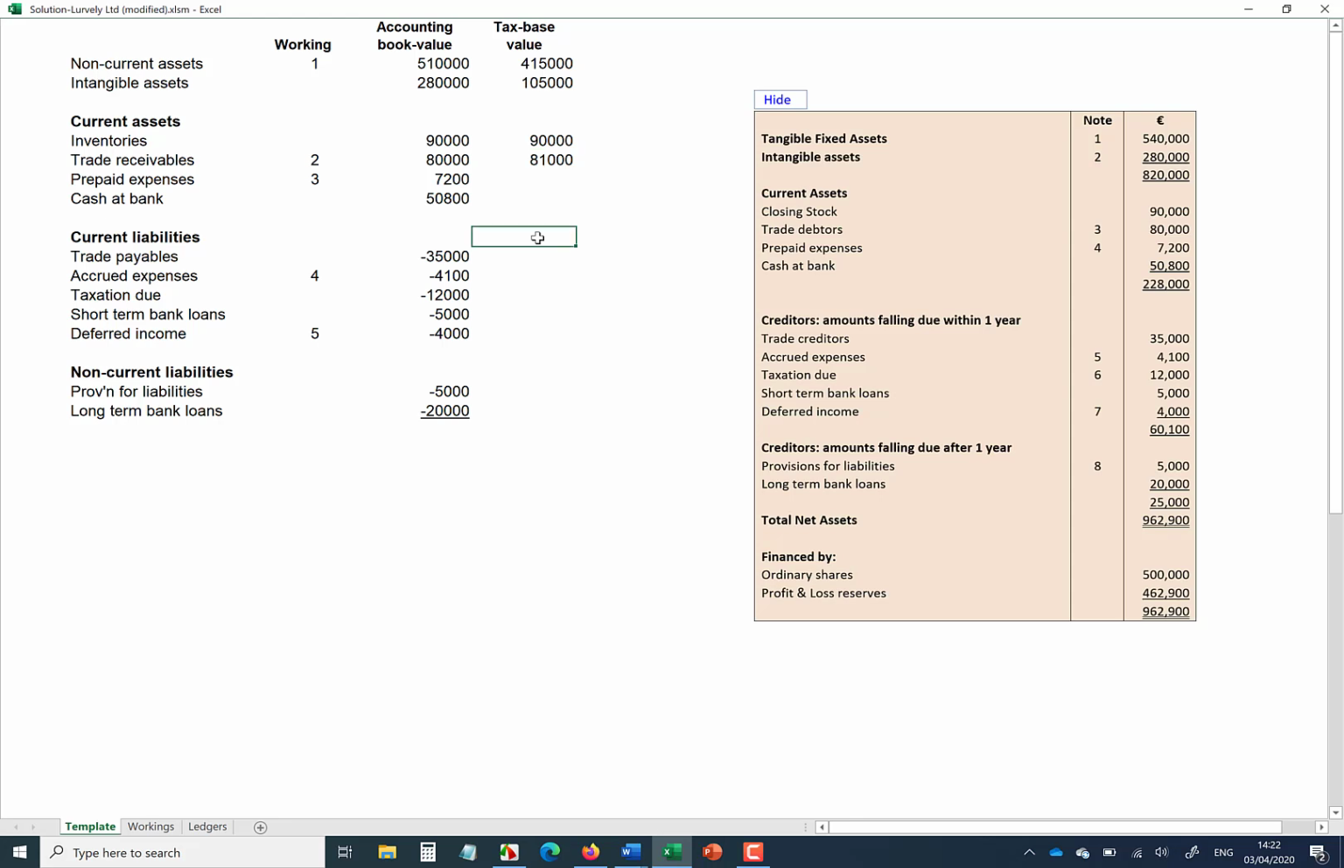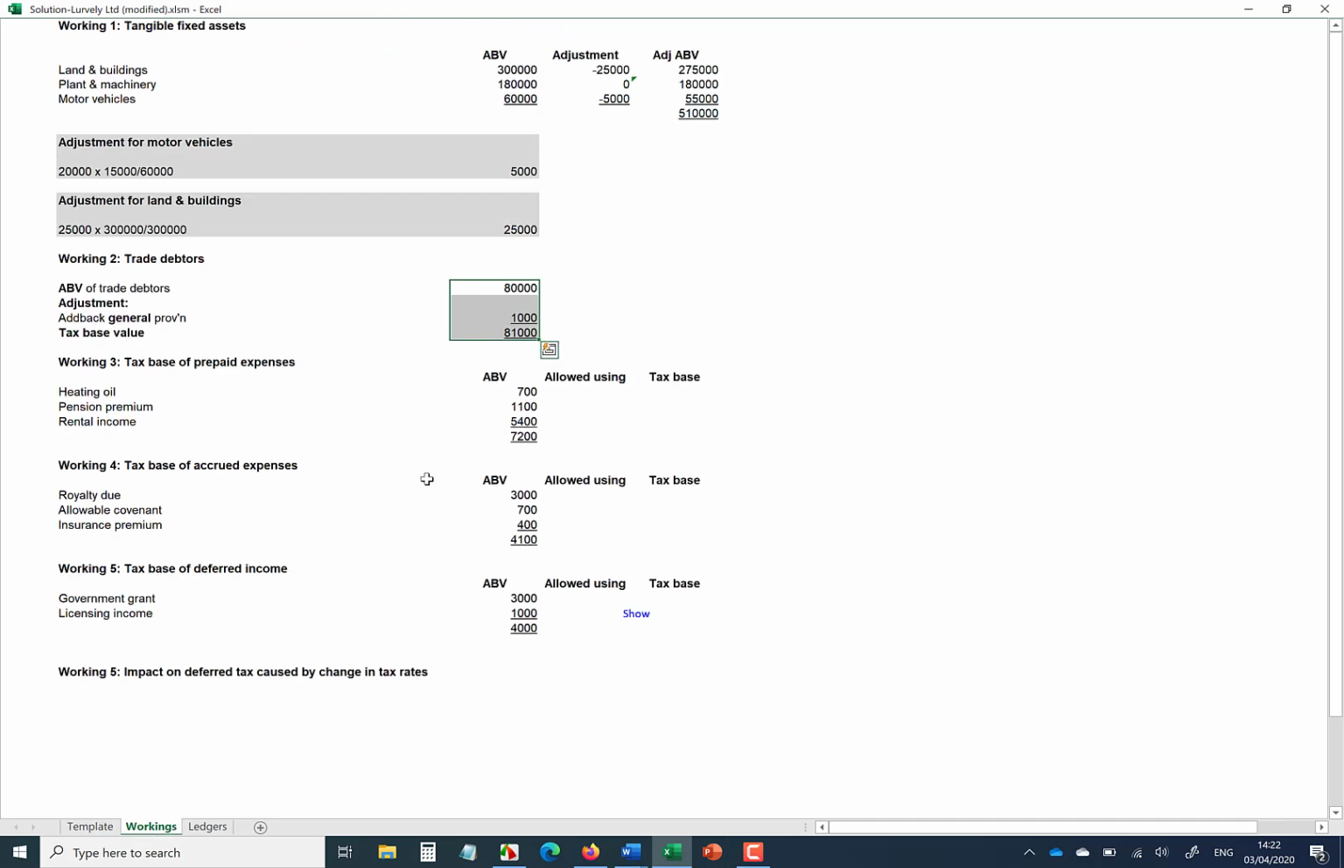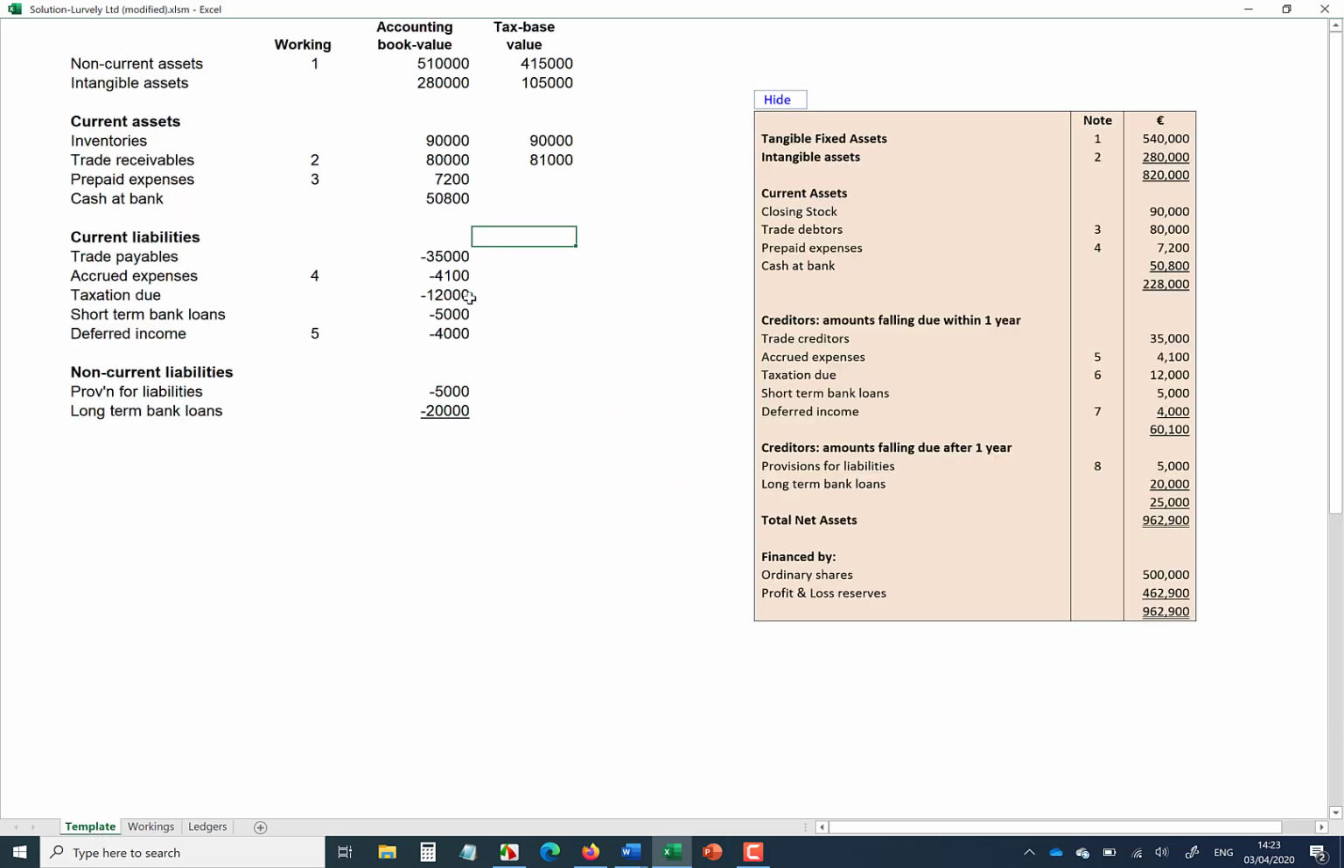Prepaid expenses, inevitably these always provide a source of difference. So looking at the elements, we've got heating oil, pension premium and rental income, and at this stage there's nothing new here. You should be familiar with the appropriate method by which we arrive at the tax base. So heating oil allowed on an accrued basis, pensions only allowed when paid. Remember, we add back accrued pensions simply by virtue of them being accrued, so they're allowed only on a cash basis. And rental income is taxed when receivable, so it's accruals basis. So the tax base then is 6,100. So a small difference there between the accounting book value and the tax base value.